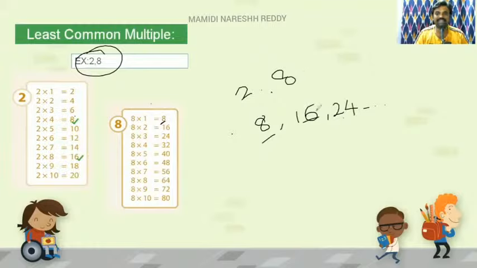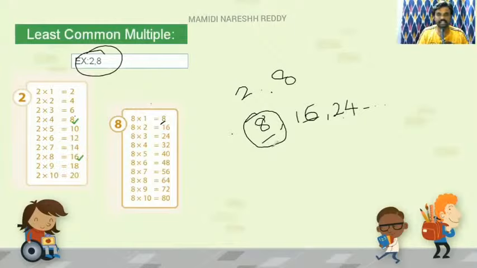But here, what does LCM mean? Here, only the least one is the LCM. I think you have got an idea about LCM now. We only need to take the least. These three are the common multiples. Among them, we need to select the least one. We need to consider the least natural number as the LCM of the given numbers.